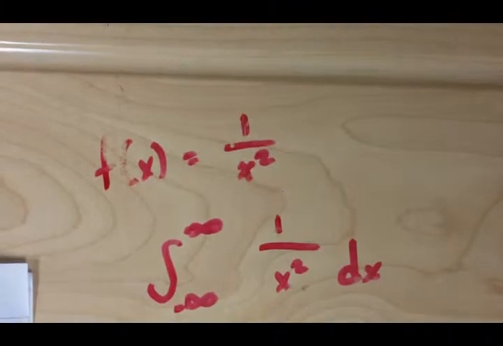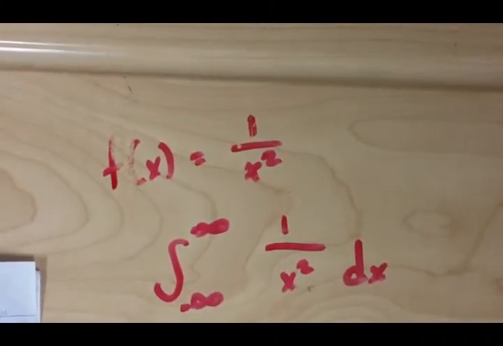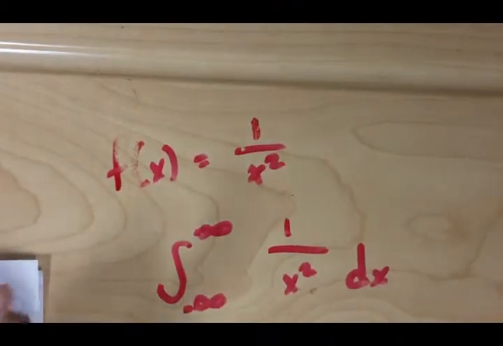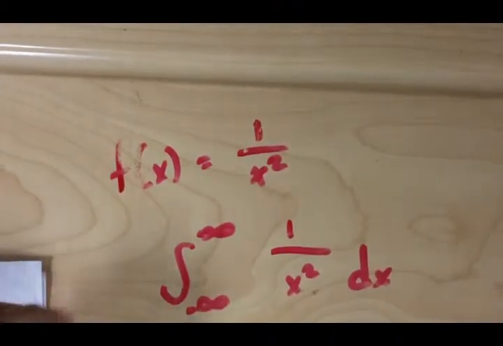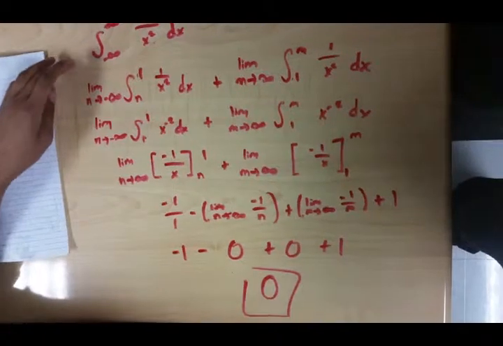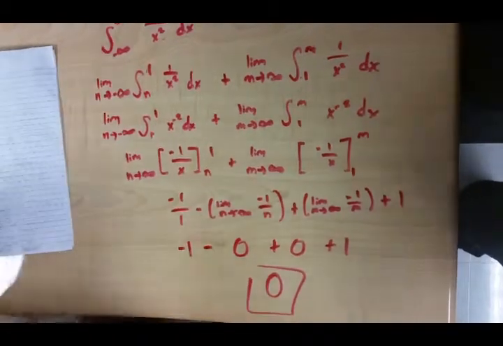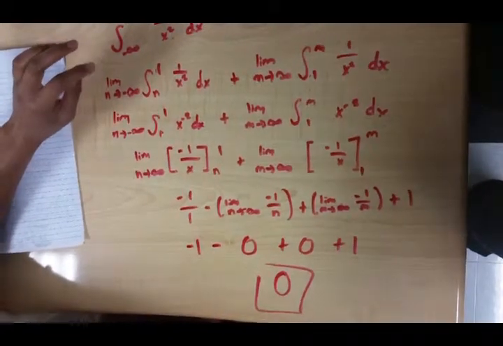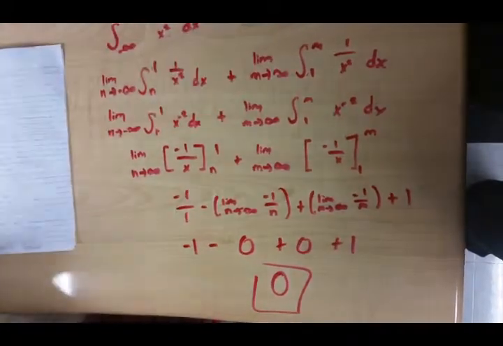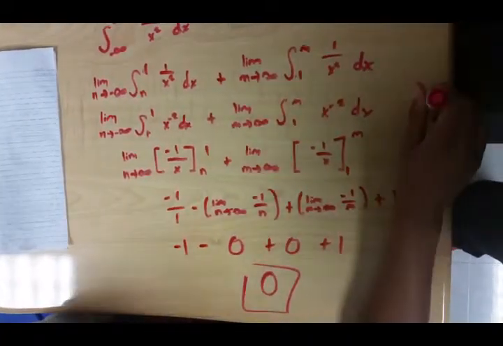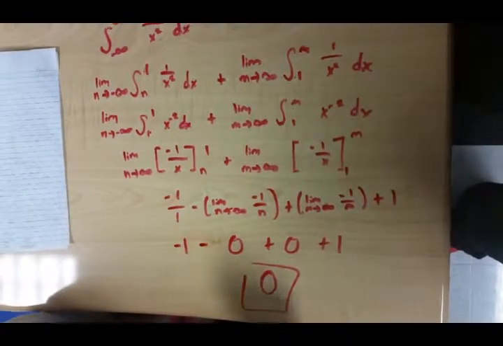Okay, so here's an example of f of x equals 1 over x squared. And so we did it from the integral from negative infinity to infinity. And remember, you have to split it, so we picked a value of 1. So we did the limit as n goes to negative infinity plus the limit as m goes to infinity. And we did it from bounds from n to 1 and 1 to m. And then when you solve it all the way down to the bottom, you get the answer of 0.